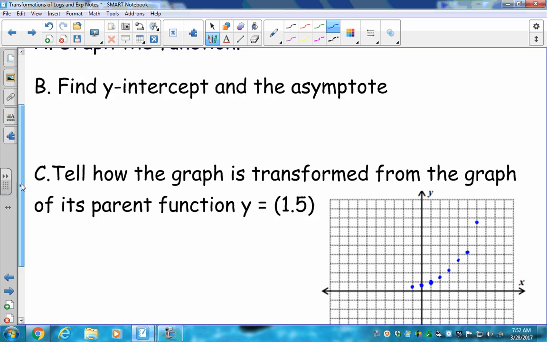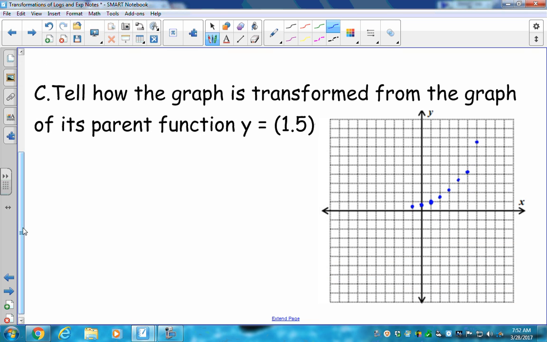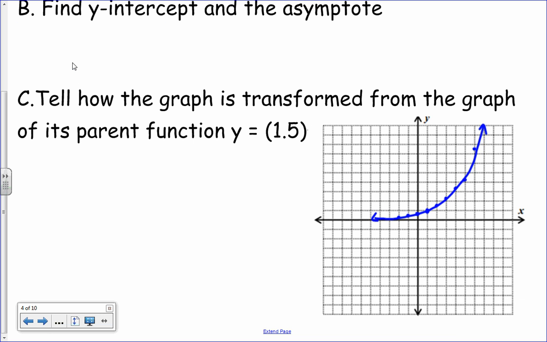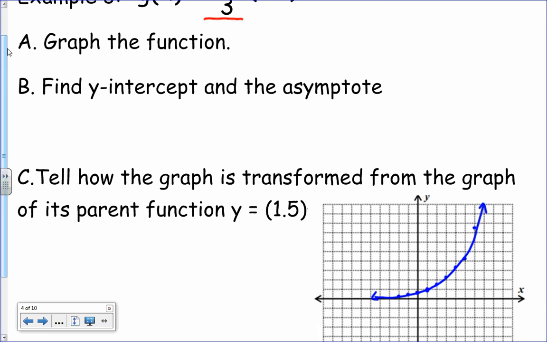So we can see that it's really starting to level out there at 0, because at -2, the point's at 0.2 something. Okay, so we could go ahead, connect those dots, and see our exponential. If you look at the picture, you ought to be able to see that the asymptote is at y equals 0. All right, so we graphed it. There's a check. Part B says find the y-intercept and the asymptote. Well, the asymptote is probably the easiest. The asymptote is at y equals 0.